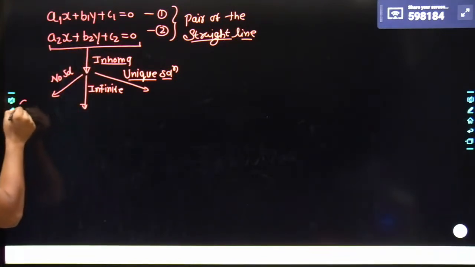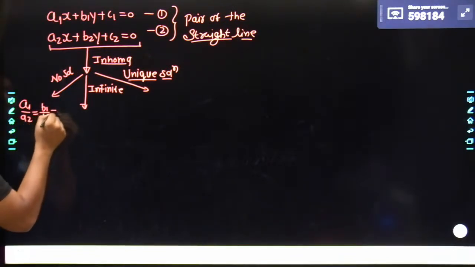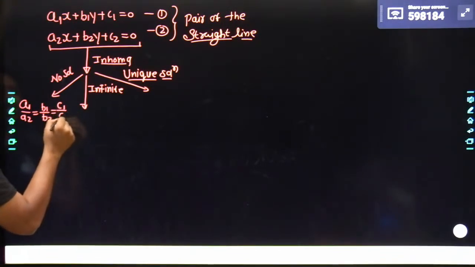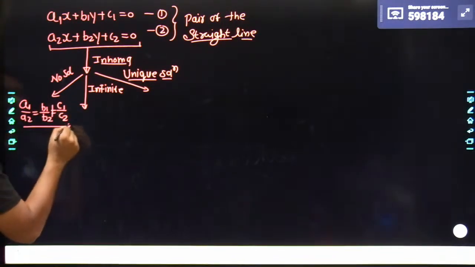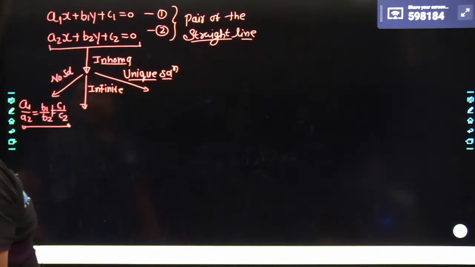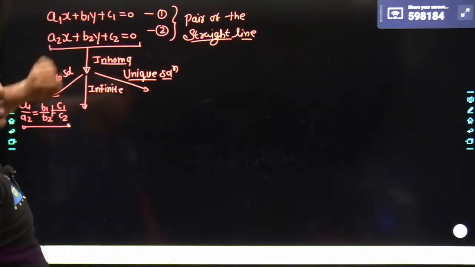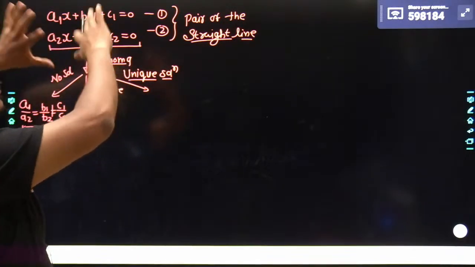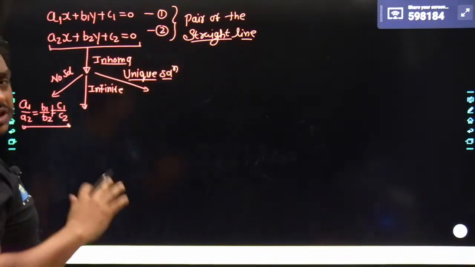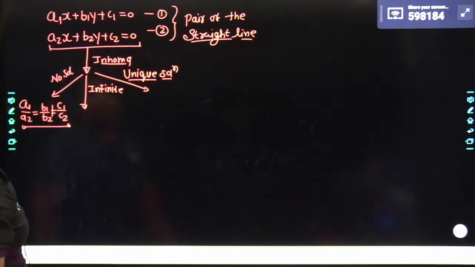I repeat, A1 versus A2 is the same as B1 versus B2, but their ratios are not matching with the values of C. So in case of no solution, A1 versus A2 should be equal to B1 versus B2, but it should not be equal to C1 versus C2. So by default, without calculating the complete augmented form, the rank calculation and everything, you need not go into the detailed form. You can simply call it, yes, it is the case of no solution.